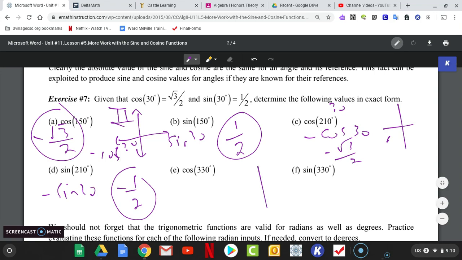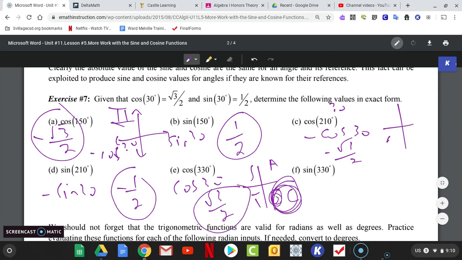The cosine of 330, well, 330 is in the fourth quadrant. All students take calculus. Cosine is positive in the fourth quadrant, so my answer is going to be positive here. The cosine of 330 is the same thing as the cosine of 30, which is radical 3 over 2. The sine of 330, sine is negative in the fourth quadrant, so our answer is going to be negative here. The sine of 330 is the same thing as the negative sine of the reference angle, which is 30, which is 1/2. So it's negative 1/2.